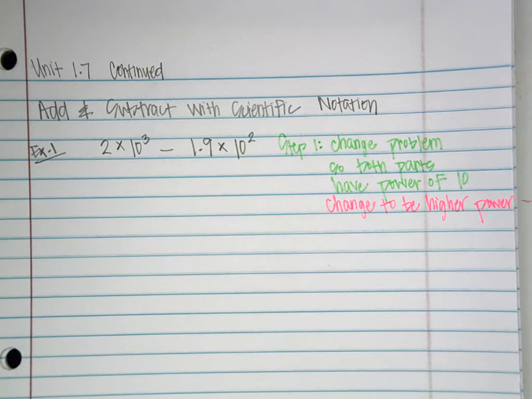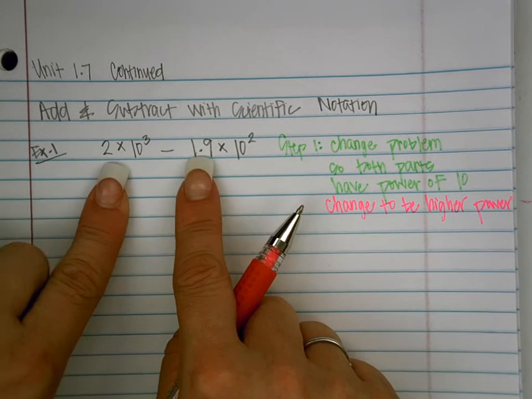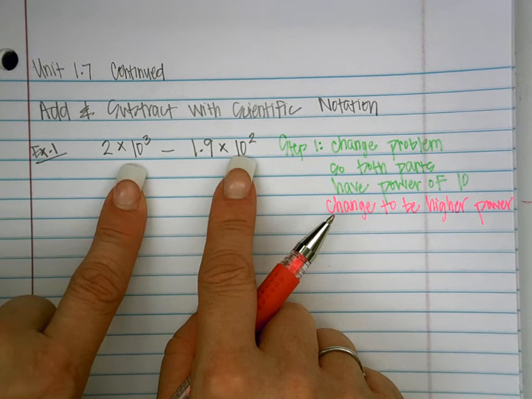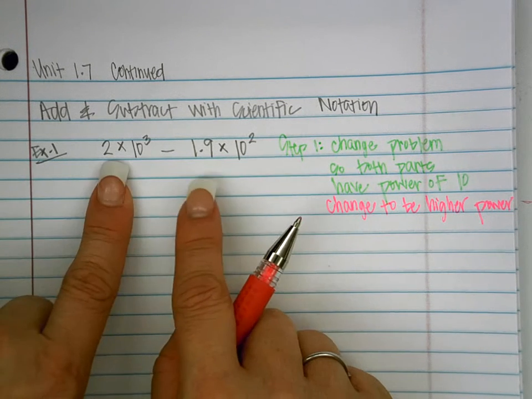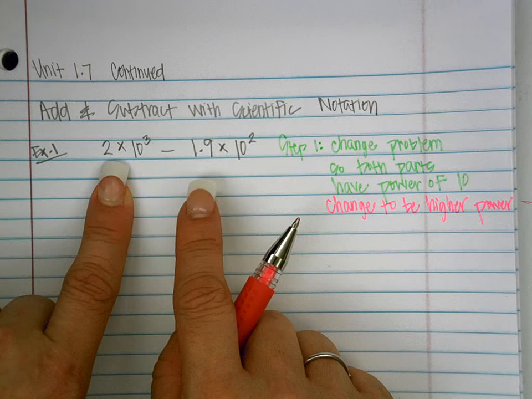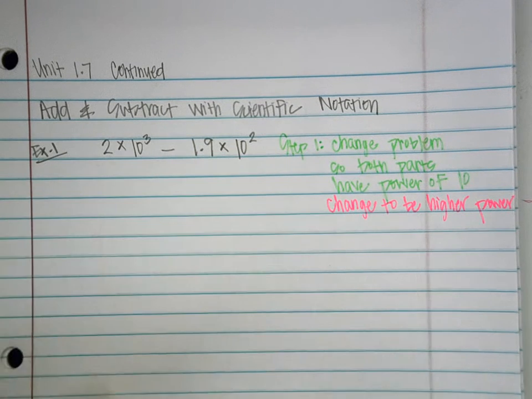So we're going to change these both to be the same power of 10. Because right now, I could do 2 minus 1.9, but these are different powers of 10. Really, 2 times 10 to the third is like 2,000, and 1.9 times 10 to the second is actually just 190. So those are totally different things.